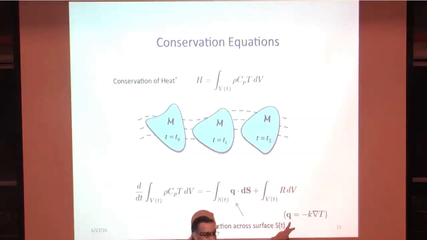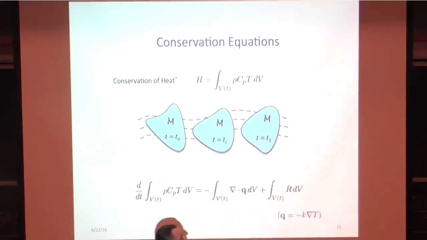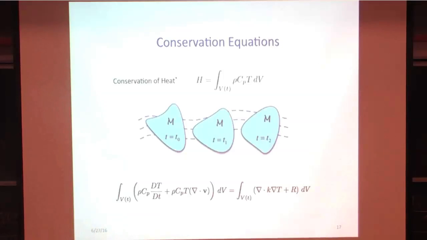And last thing to note, what governs heat transport across a boundary is Fourier's law, which says that the heat flux Q is equal to a thermal conductivity times a temperature gradient. So R would include radioactivity and viscous heating?